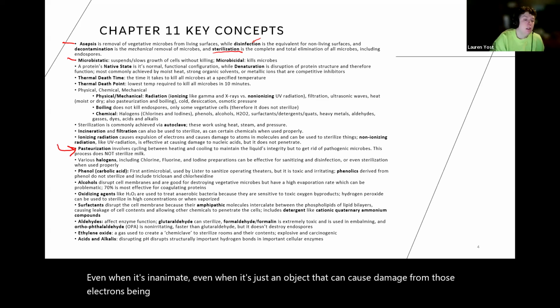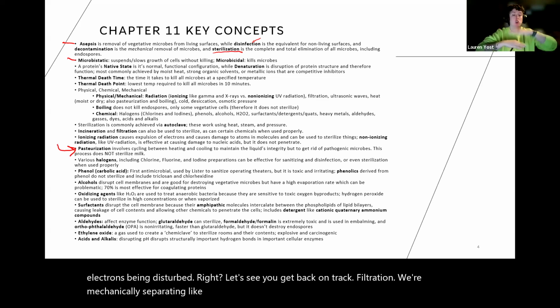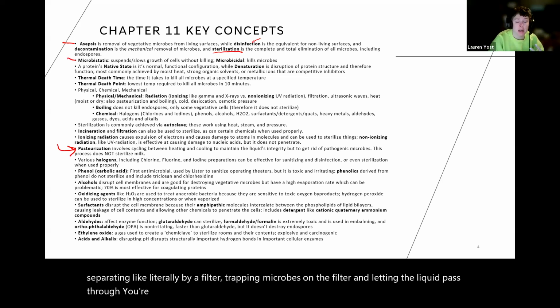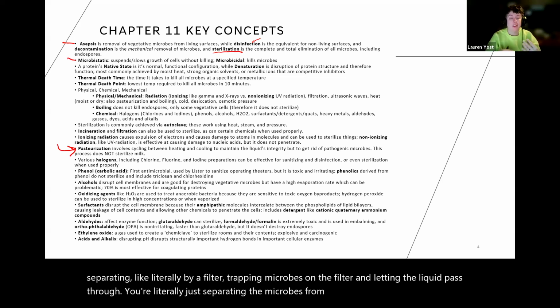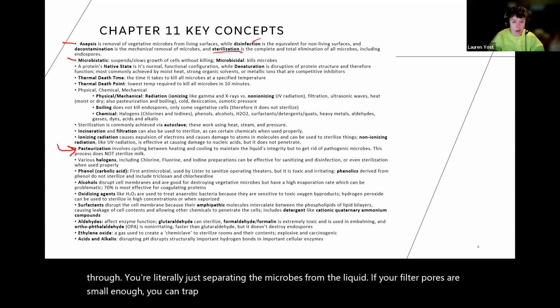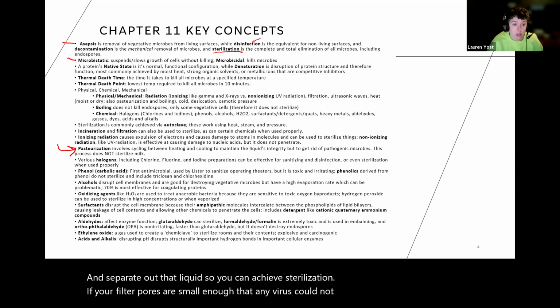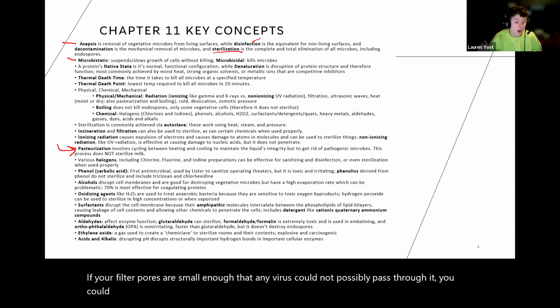All right, let me get back on track. Filtration, we're mechanically separating, literally by a filter, trapping microbes on the filter and letting the liquid pass through. You're literally just separating the microbes from the liquid. If your filter pores are small enough, you can trap anything and separate it out of that liquid. So you can achieve sterilization if your filter pores are small enough that any virus could not possibly pass through. You could potentially filter liquids and sterilize them that way.